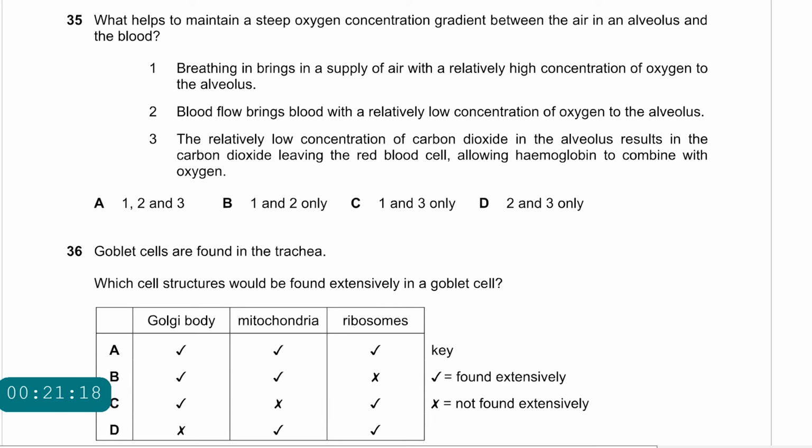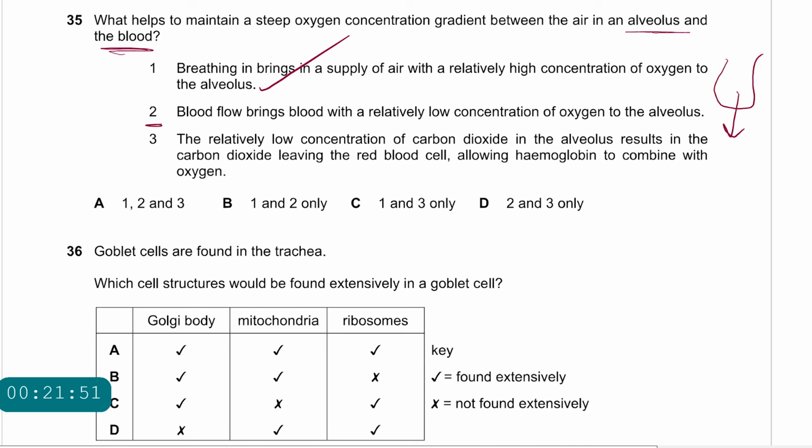35. What helps to maintain a steep oxygen concentration gradient between the air in the alveolus and in the blood? Breathing in brings in a supply of air with a relatively high concentration of oxygen to the alveolus. This basically means that there's going to be a concentration gradient, so oxygen moves into the squamous epithelium cells of the alveoli, down the concentration gradient into the blood capillaries. So this is definitely correct.